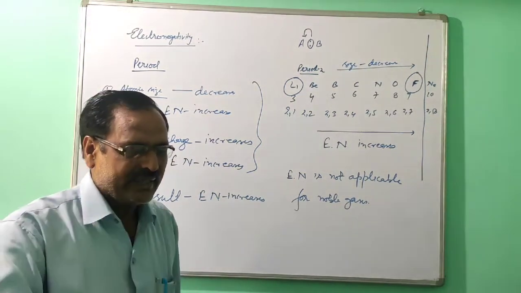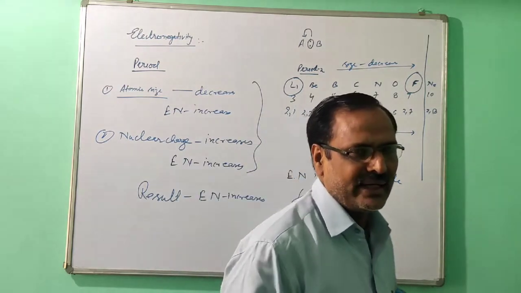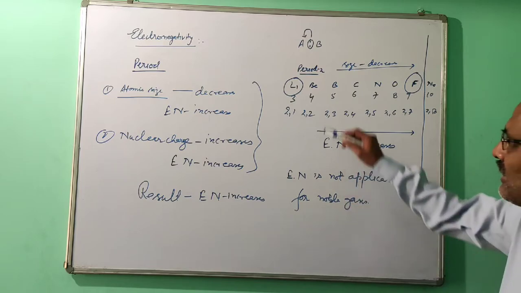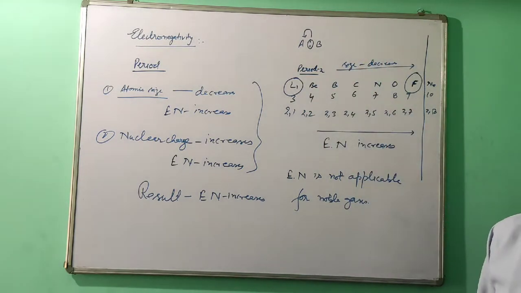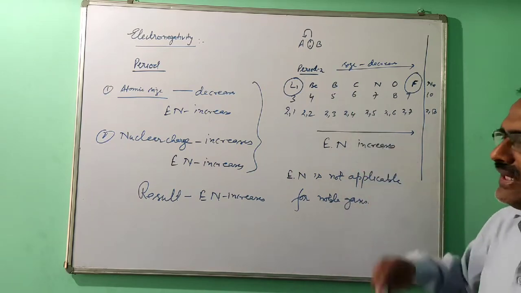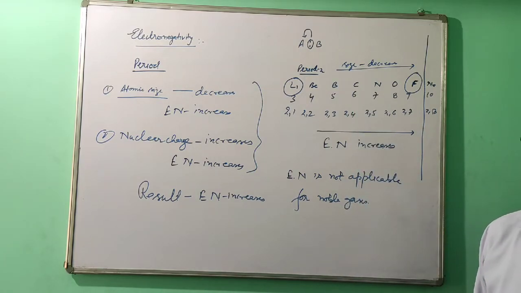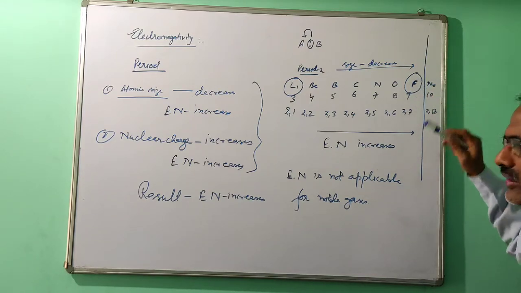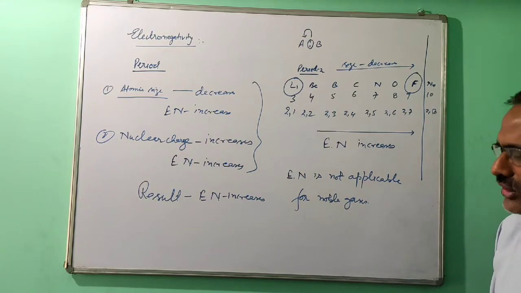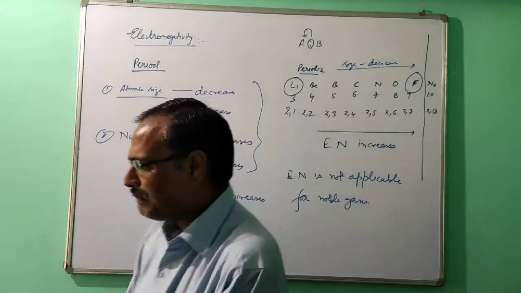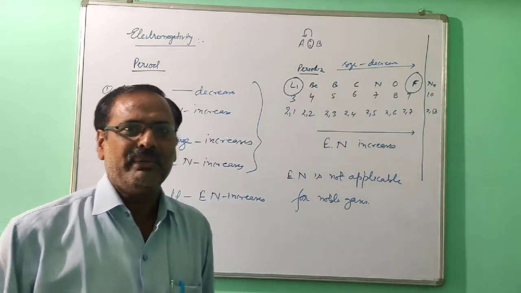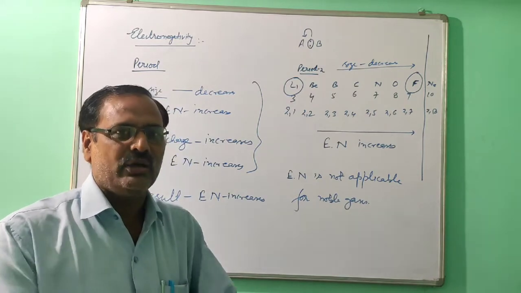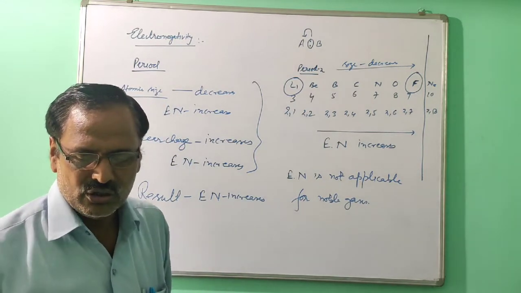In the same way, I can ask you the question: in period 3, name the element which has the lowest electronegativity. What will you answer? Below lithium, sodium will be there, so your answer will be sodium. And in period 3, which element has the highest electronegativity? Below fluorine, chlorine is there, so your answer will be chlorine. In the same way, you can take any period: the first member, the alkali metals, will have the lowest electronegativity, and the last member, not the noble gases but the halogens, will have the highest electronegativity.